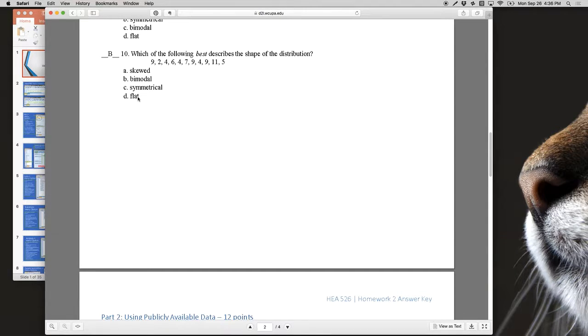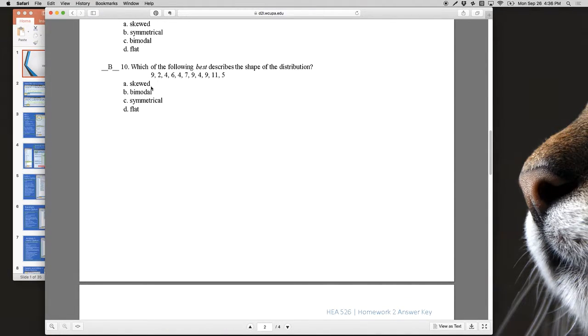And someone pointed out, I don't remember if it was this class or the other class, that this last one technically is multimodal, but the closest answer here is bimodal. So that's what I was looking for, because it is not skewed, it just has 3 modes. Any questions on those multiple choice?